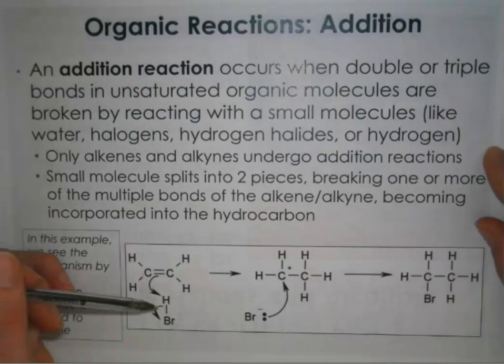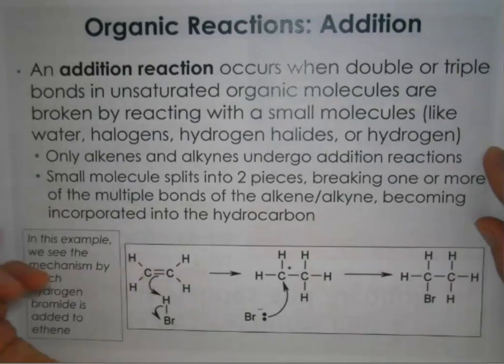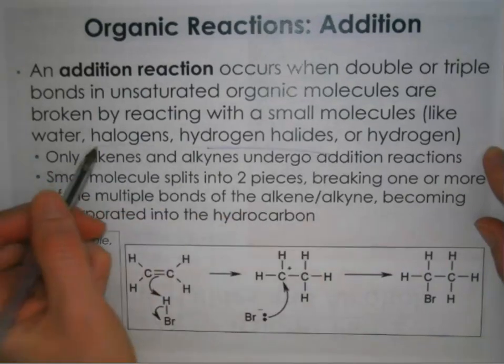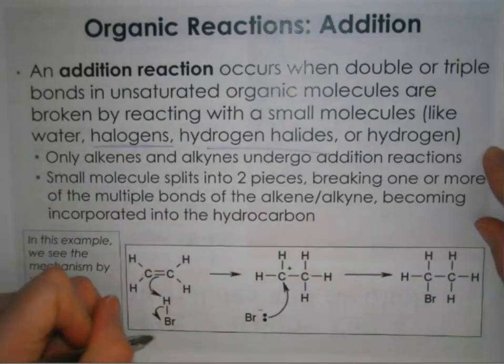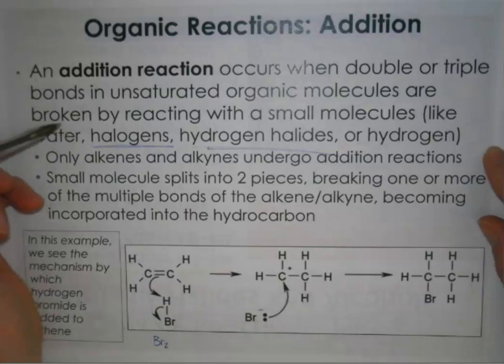Now, be aware that this could be a different type of molecule. We can have halogens like we see here, hydrogen halides is what we have here. You could have a halogen, which would just be Br2 if it was the same as this. In this case, you would have bromine take the place of both of those spots. So you would have 1,2-dibromoethane, basically.